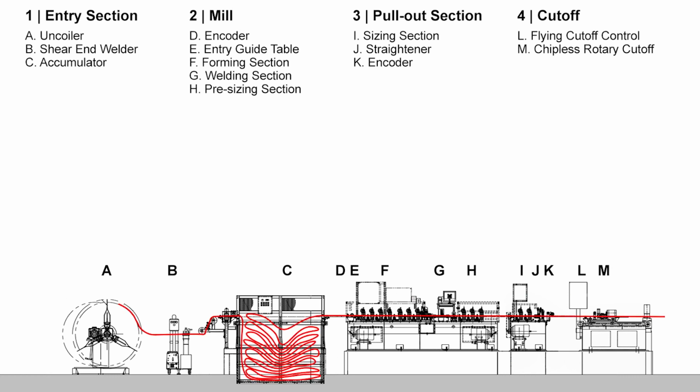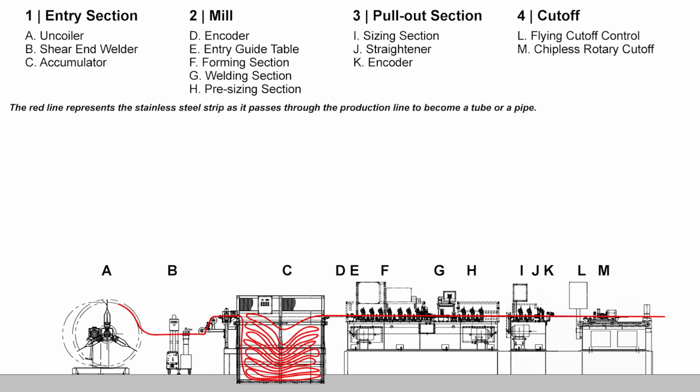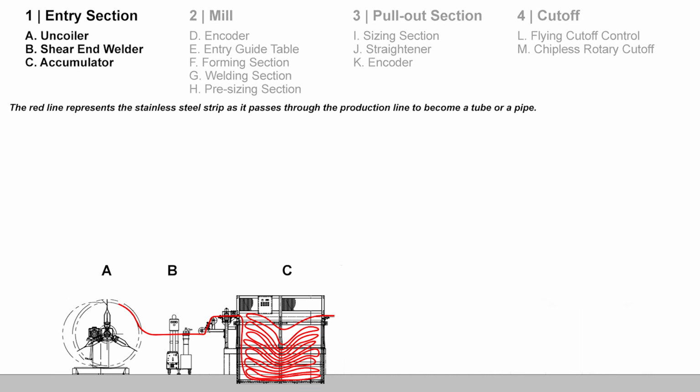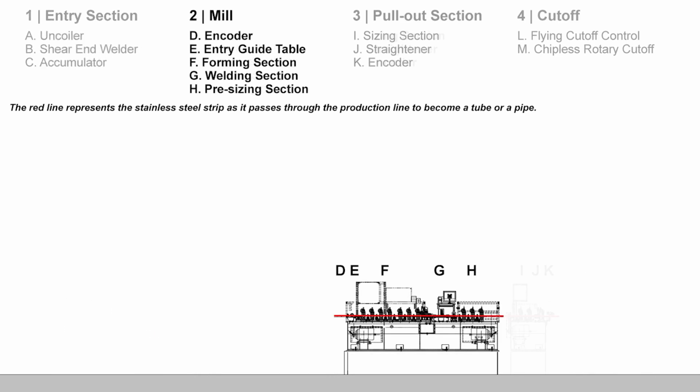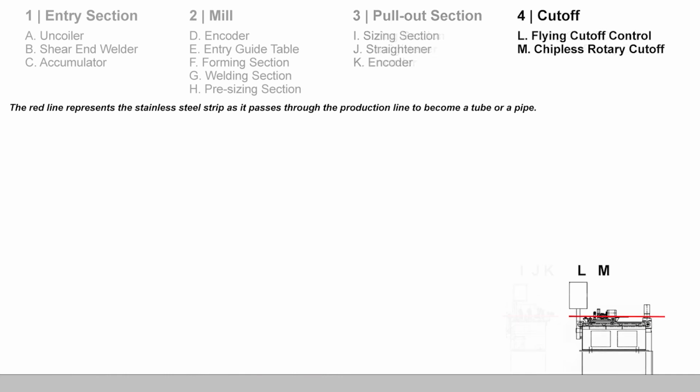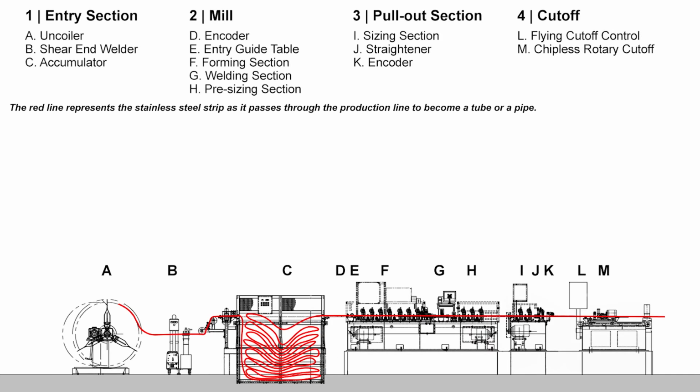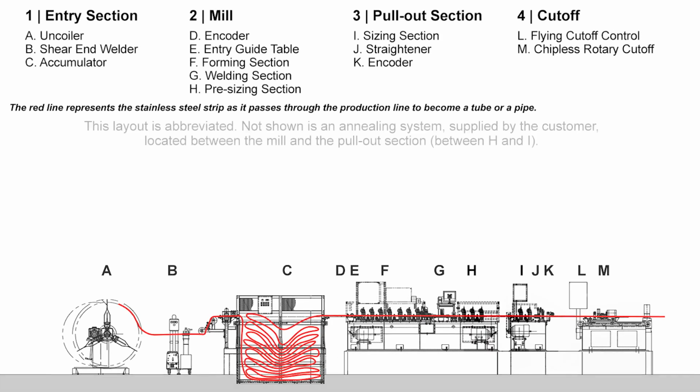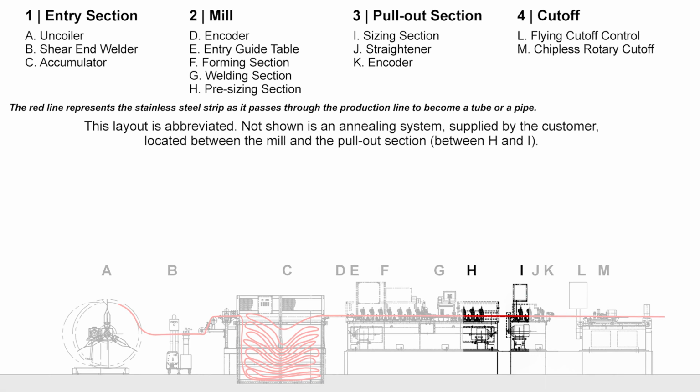It starts with the raw material, a coil of metal strip, and traces its path through an entire production line. In this case, the production line consists of 4 discrete sections as follows: an entry section, the mill, a pull-out section, and a cutoff. This mill also includes an inline annealing system, which is not shown in this layout. The annealer is located between the mill and the pull-out section.